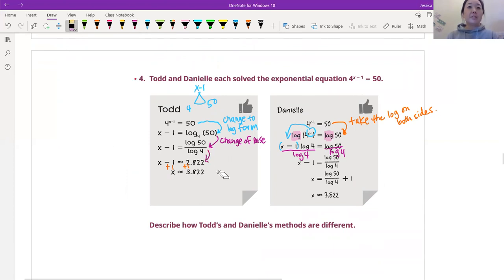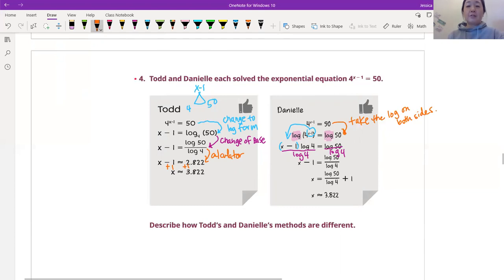From here to here is the calculator. I would practice that on your calculator if you have not yet. It's really good to practice, and then just add 1 to both sides, and then you get 3.822. Okay, so this is one way to do it.